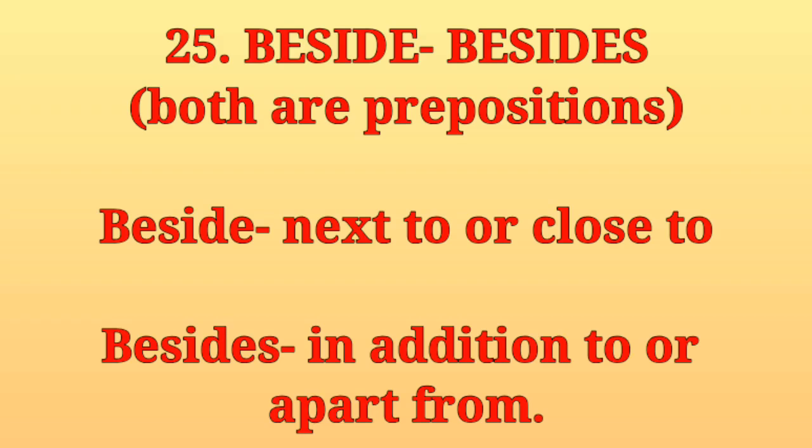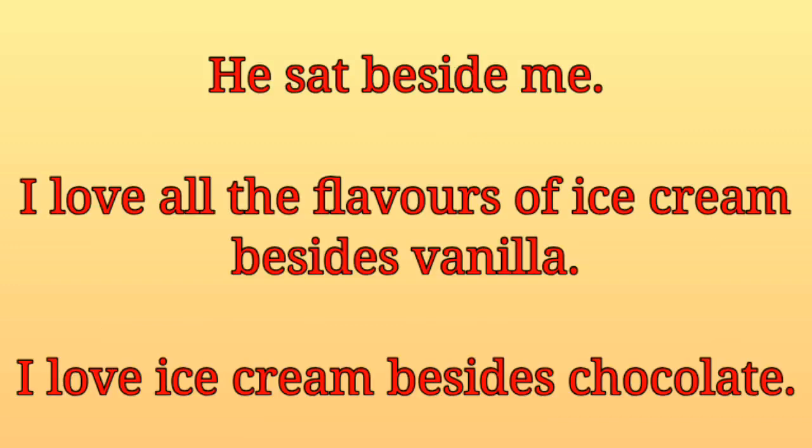Our last set of words are beside and besides. Now here focus. The words seem just the same, but they are not. The pronunciation is different too and the meaning is entirely different. When we put S on besides, it changes, and they both are prepositions. So the first word, beside, means next to or close to, and the other word, besides, means in addition to or apart from. Now look at the sentences.